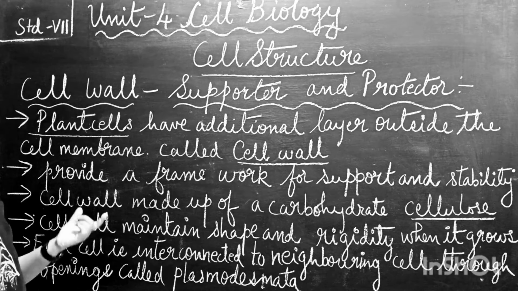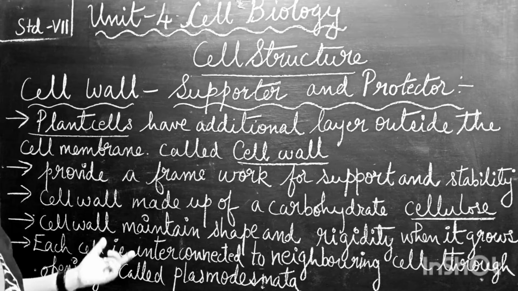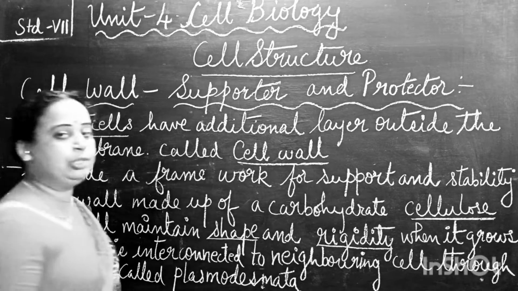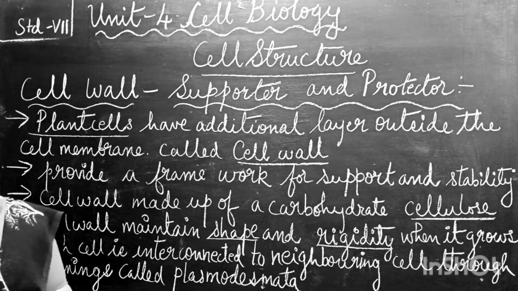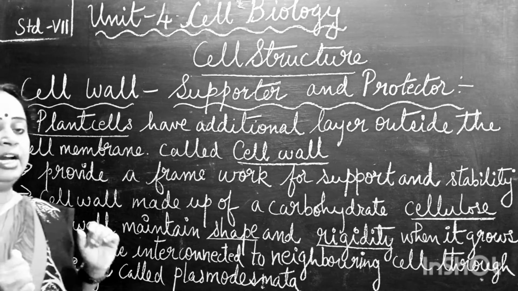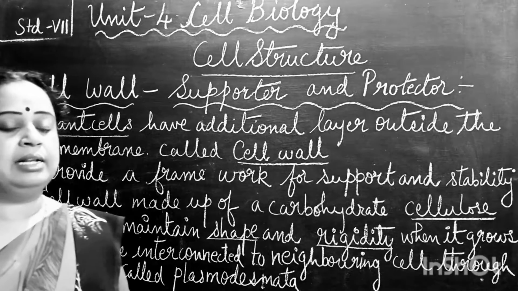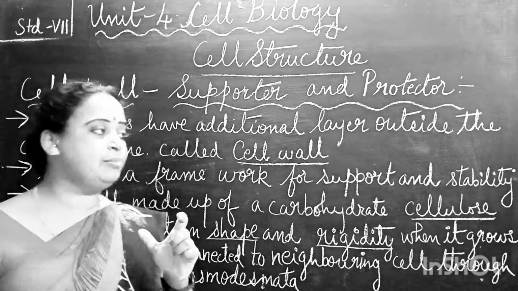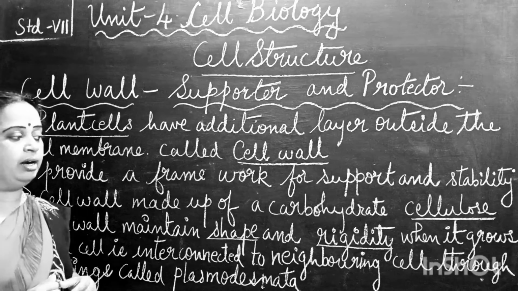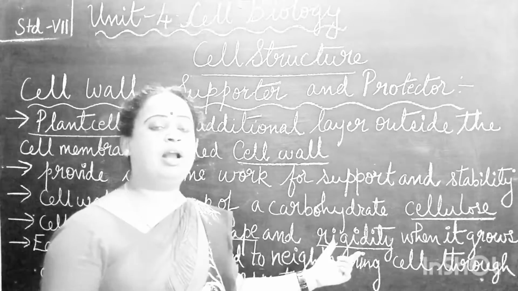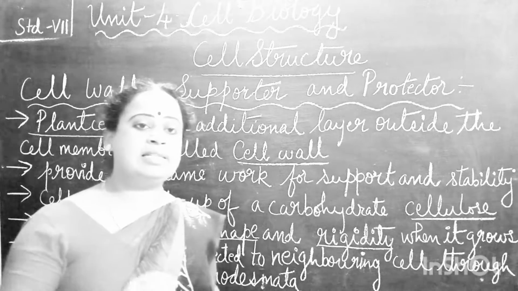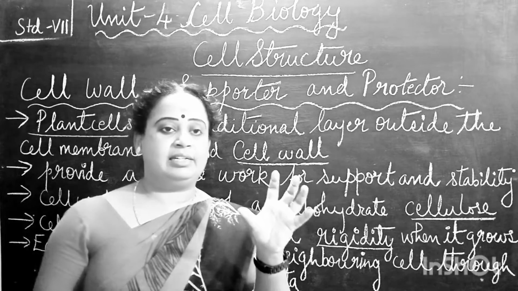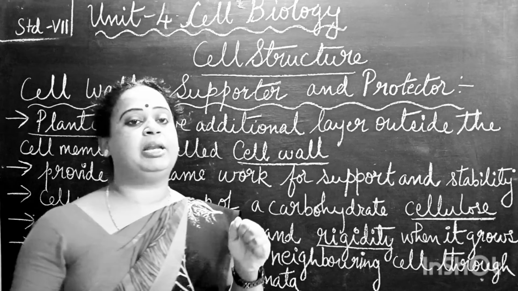Another function of the cell wall is that it maintains shape and rigidity of the plant cell. Generally all plant cells are of regular shape, and this regular shape is maintained by the cell wall. The cell wall also maintains rigidity, that strong stiffness, as the cell grows.